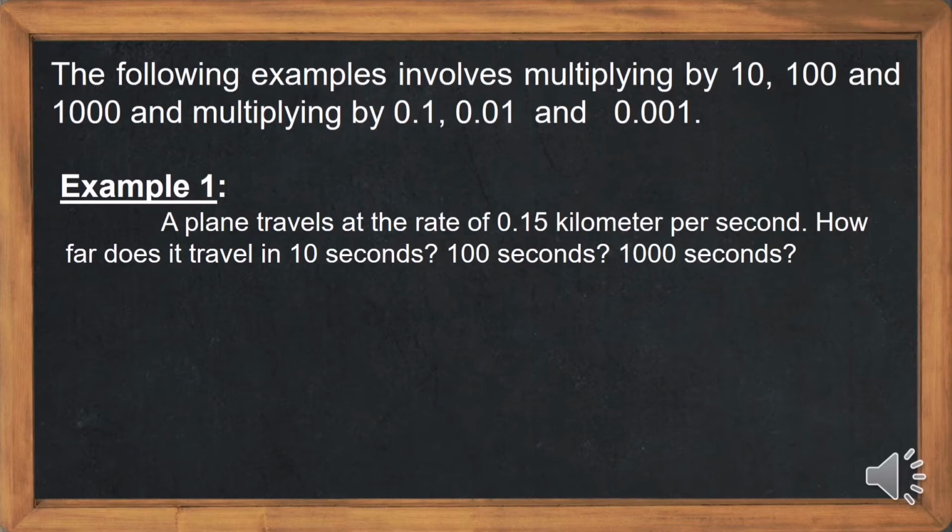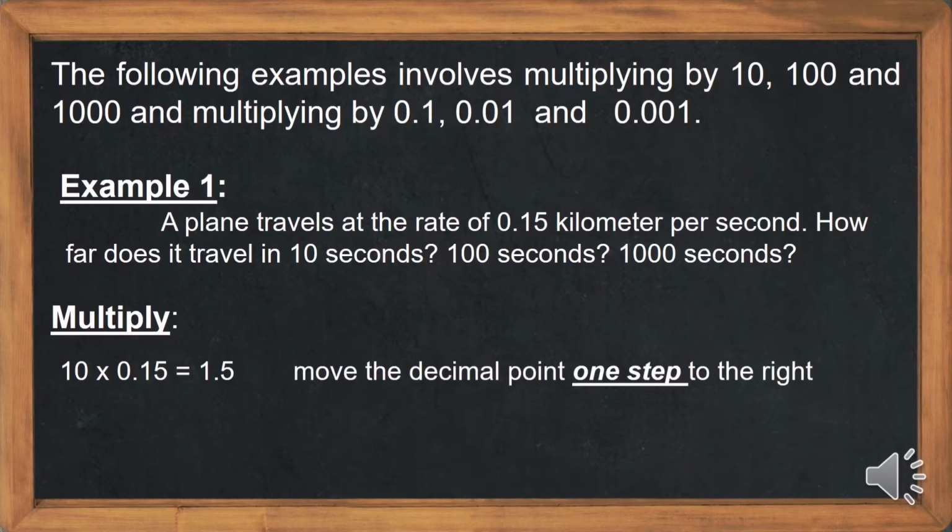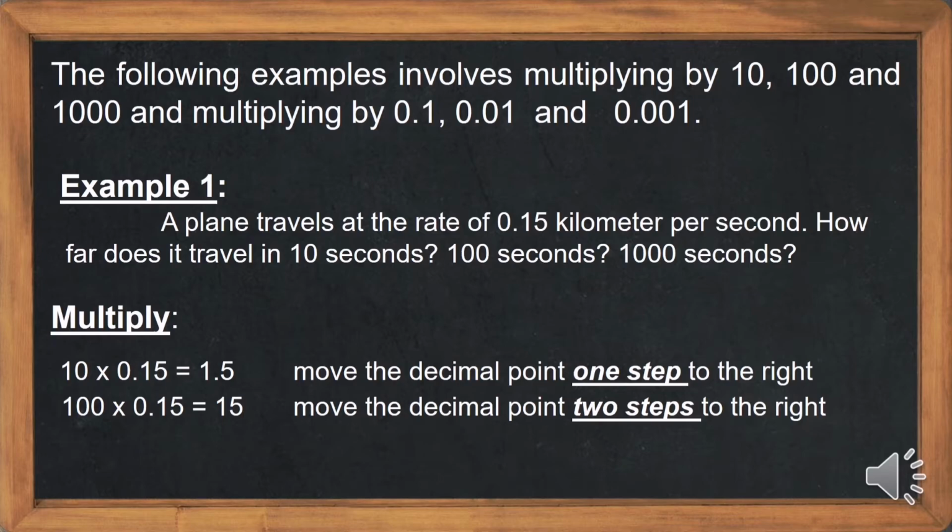How far does it travel in 10 seconds, 100 seconds, and 1000 seconds? We have to multiply 10 times 0.15. Move the decimal point one step to the right. Next, we have 100 times 0.15, that is 15. Ano naman ang sinabi dito? We have to move the decimal point 2 steps to the right. Dalawang steps naman papuntang kanan, kaya nakuha natin si 15.